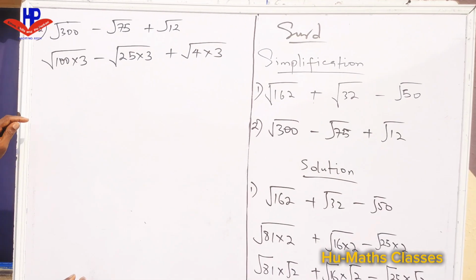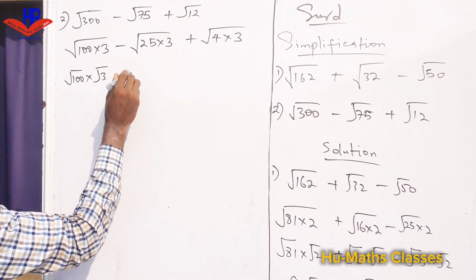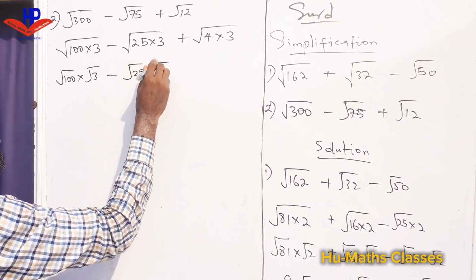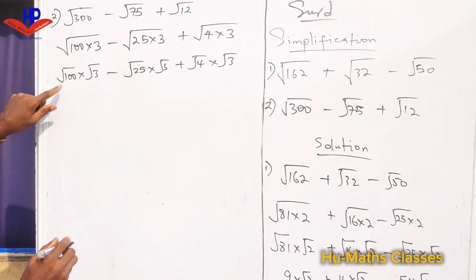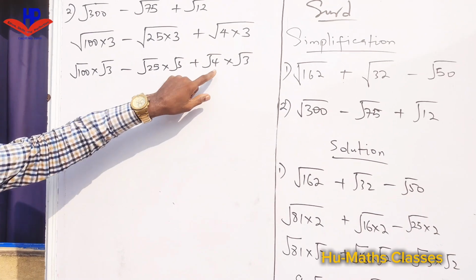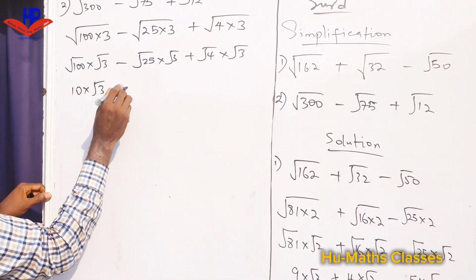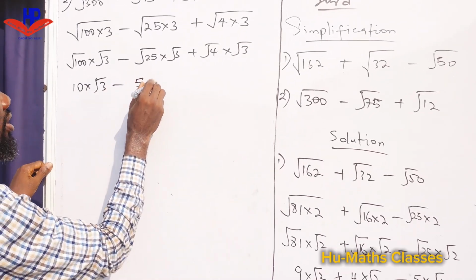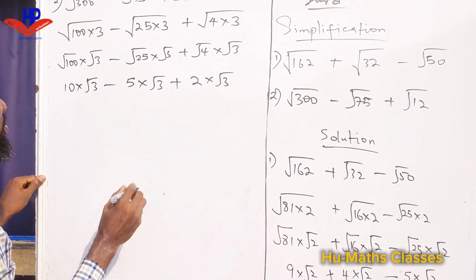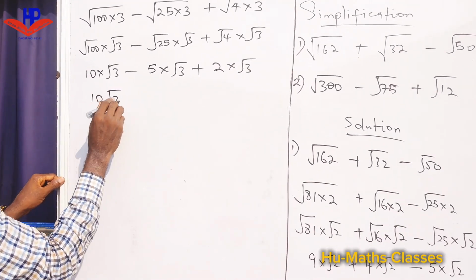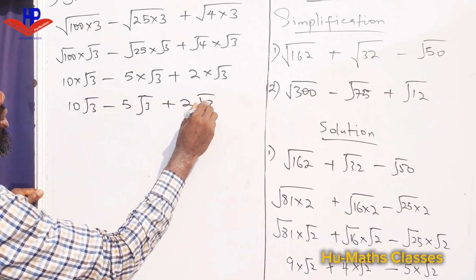Now let's put them in their different surd forms. This will be root 100 times root 3 minus root 25 times root 3 plus root 4 times root 3. Each of these has a perfect root. The square root of 100 is 10 times root 3, minus the square root of 25 is 5 times root 3, plus the square root of 4 is 2 times root 3. So you have 10 root 3 minus 5 root 3 plus 2 root 3.